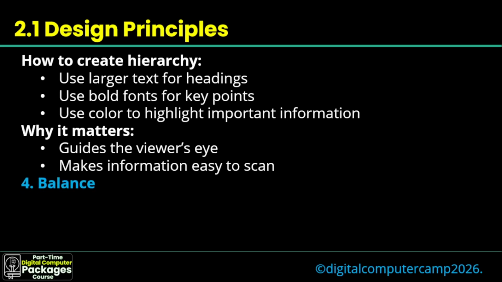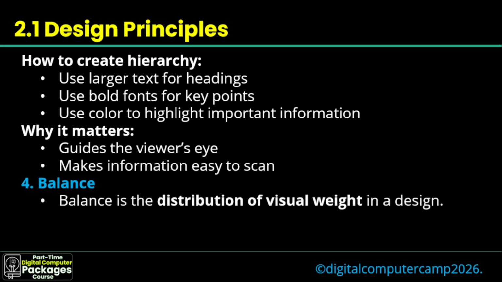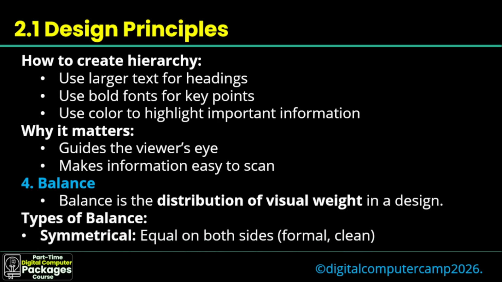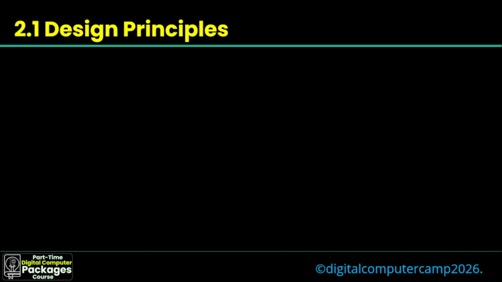And then the fourth design principle, we have balance. Balance is the distribution of visual weight in a design. Balance is how elements are balanced in your design, the distribution of visual weight in a design. Types of balance include symmetrical, equal on both sides, which is formal or clean. That one is a type of balance.